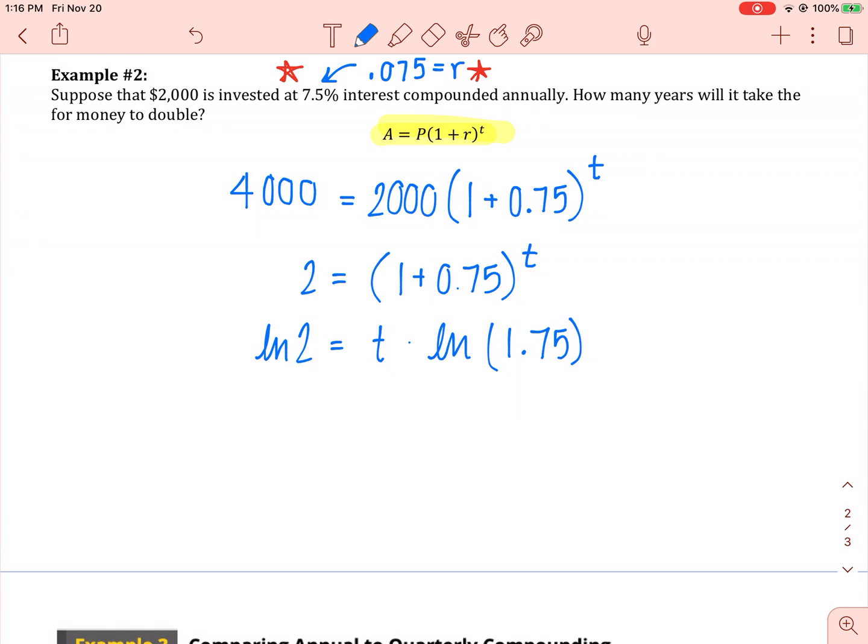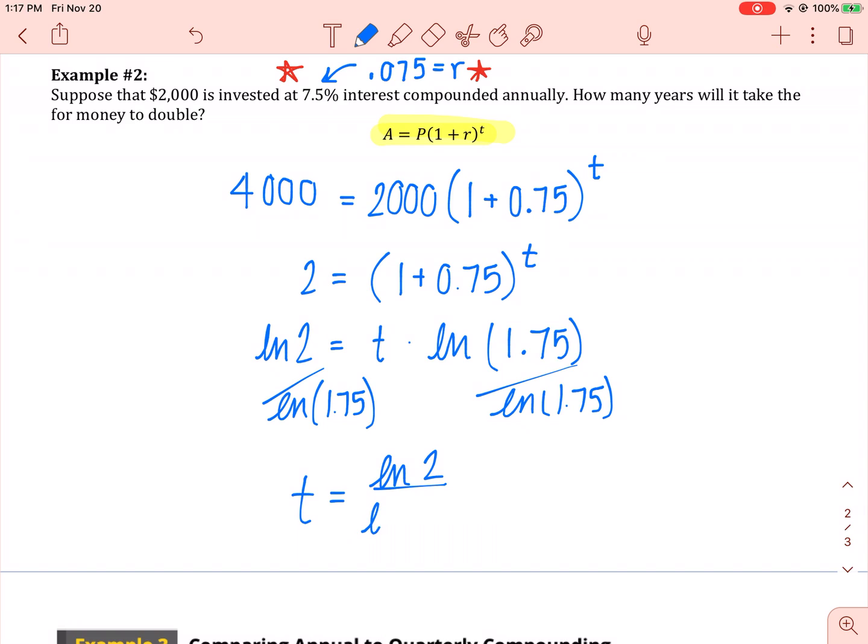I want to get t by itself, so I'm going to divide by ln of 1.75. You're going to type it in your calculator very carefully. You're going to remember your parentheses.